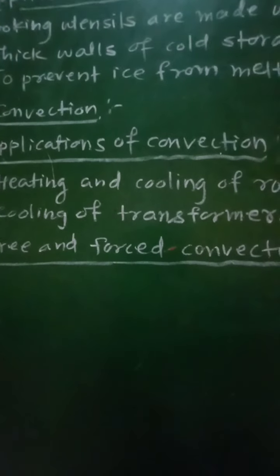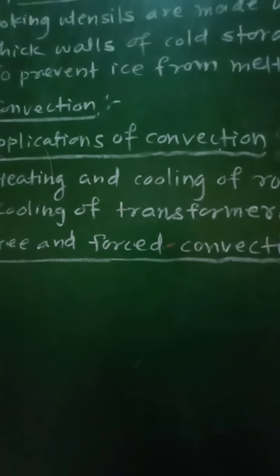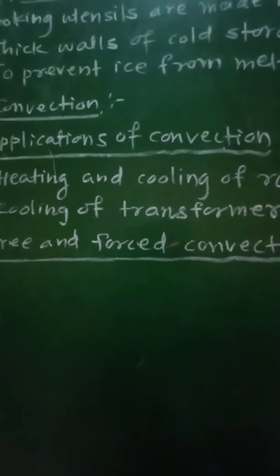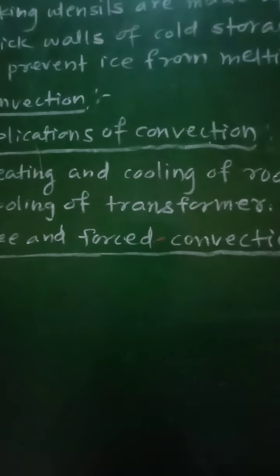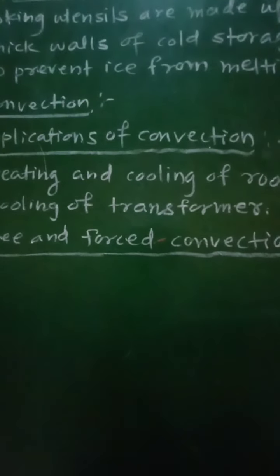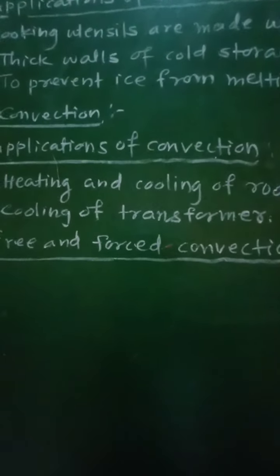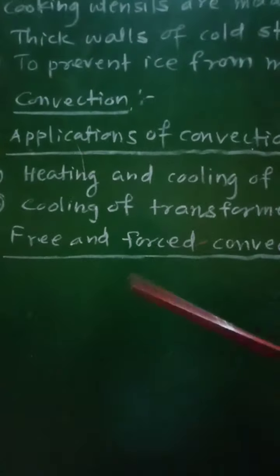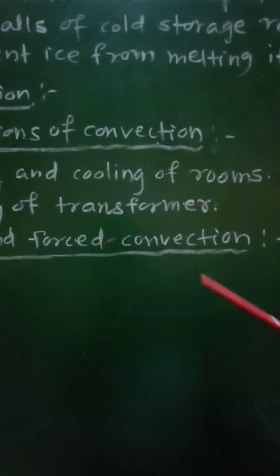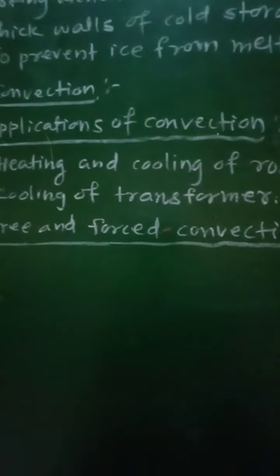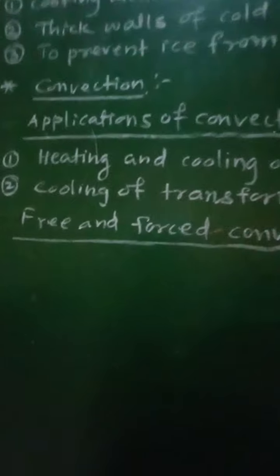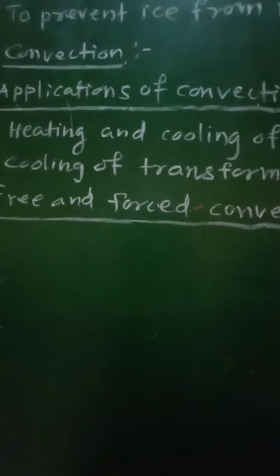Then the cooler tank in turn loses its heat by convection to the surrounding air. So these are the two applications of convection. And now let us see what is free and forced convection. So there are two types of convection, free convection and forced convection.